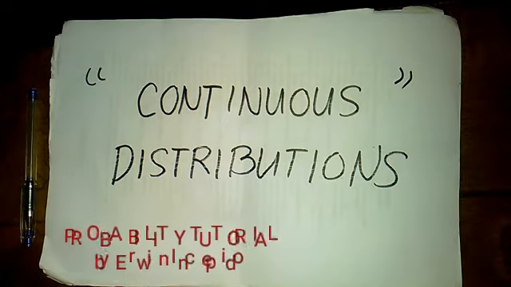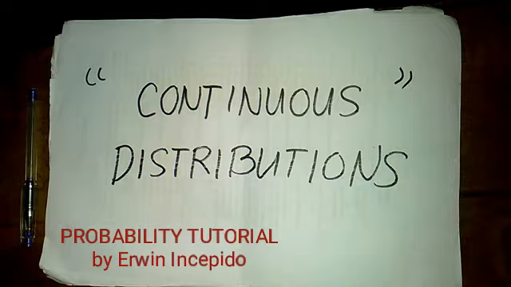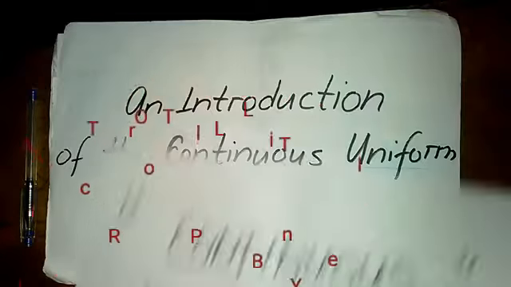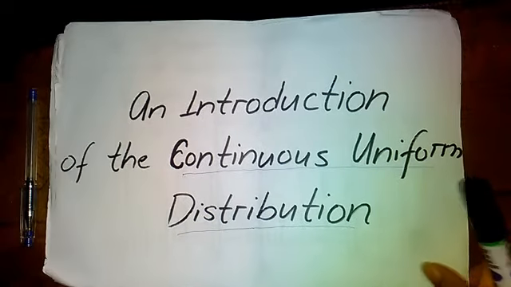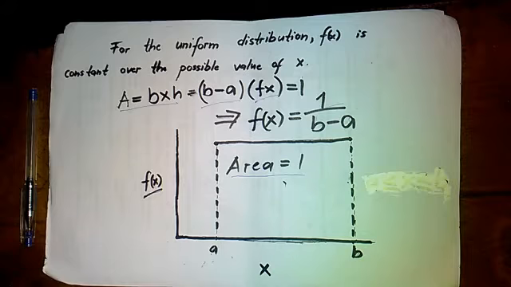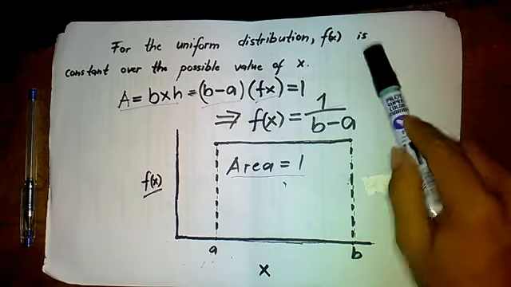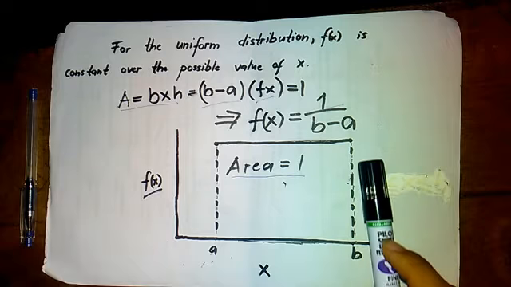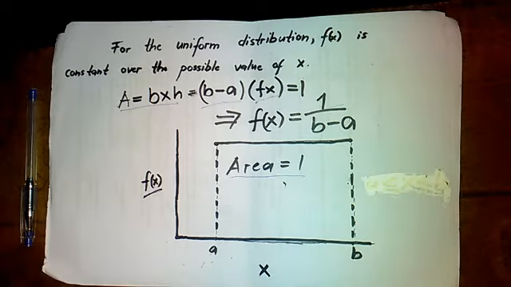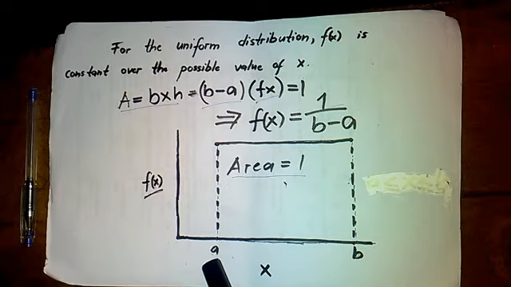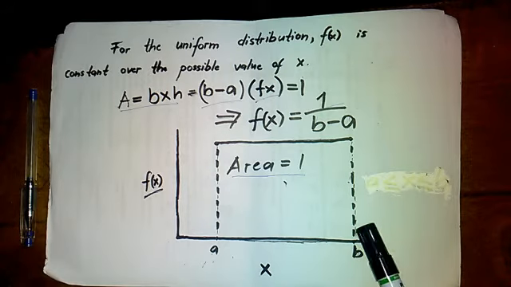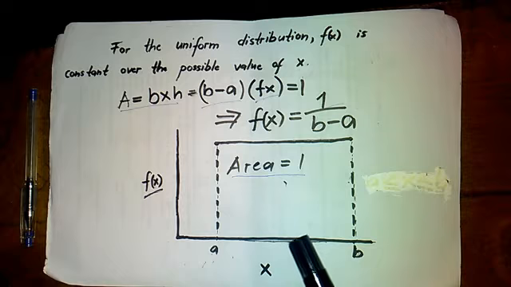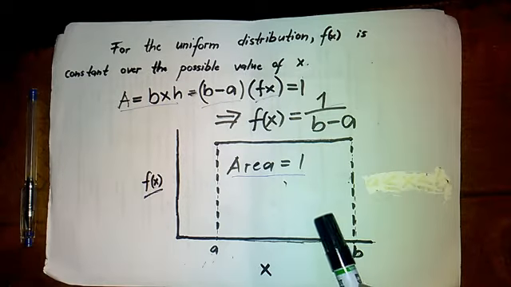Good day everyone. Today let's tackle continuous distributions. So let's look at an introduction to the continuous uniform distribution. For the uniform distribution, f of x is constant over the possible values of x. As you can see, we have our a here, the minimum value, and b, the maximum value, and a and b are any finite values. Any intervals of equal length are equally likely to occur.